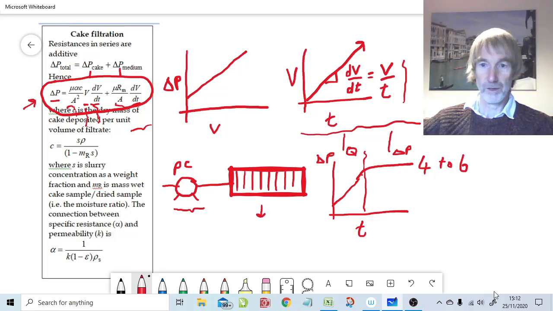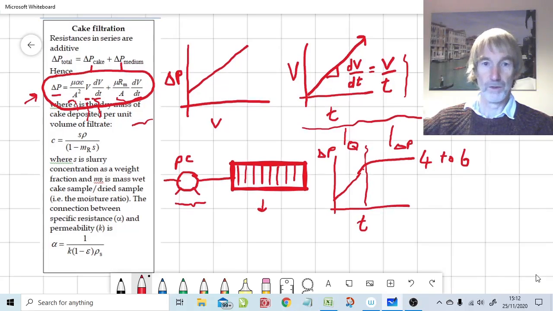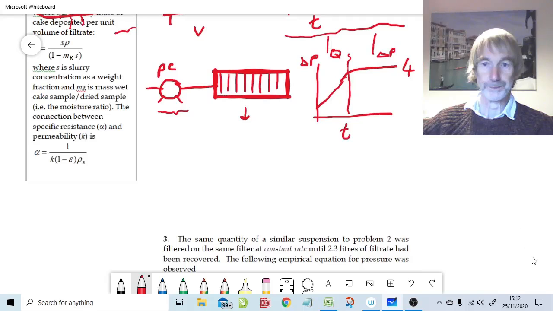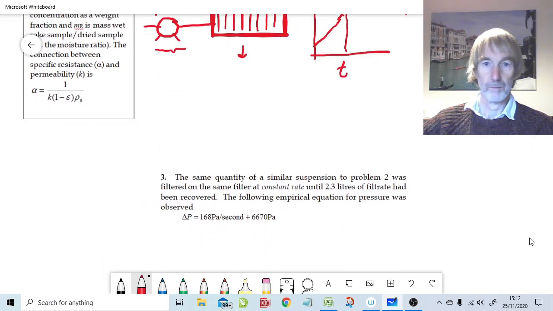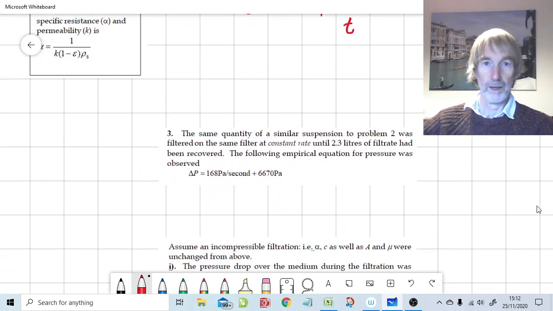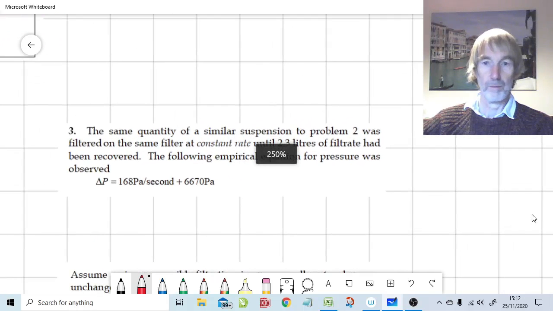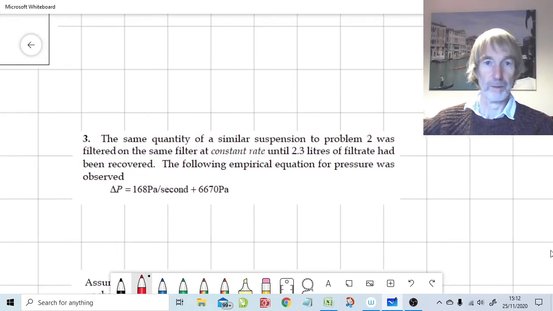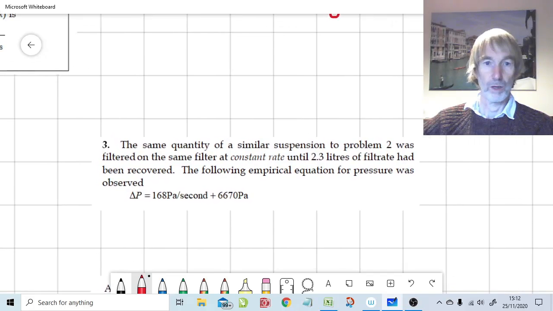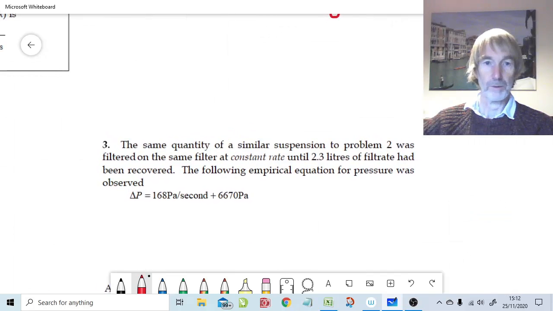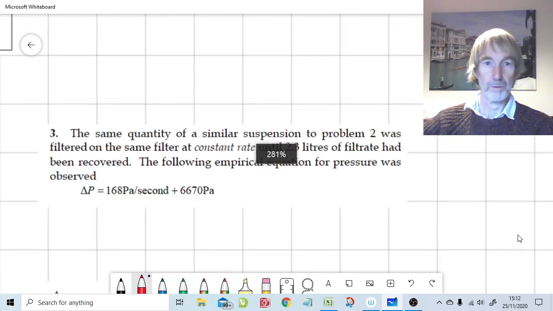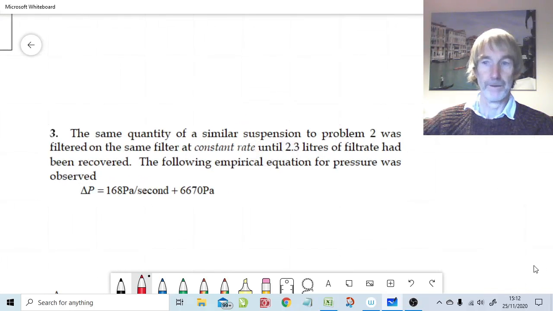So if we actually move into solving the problem, I think what I'll do here is make the problem a little bit more readable. Okay, that's good. So what have we got?